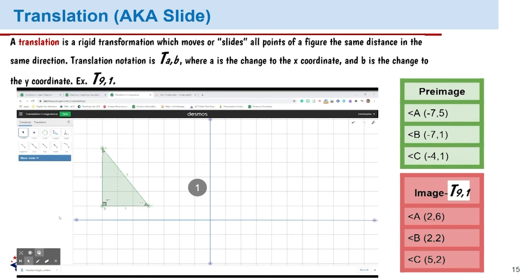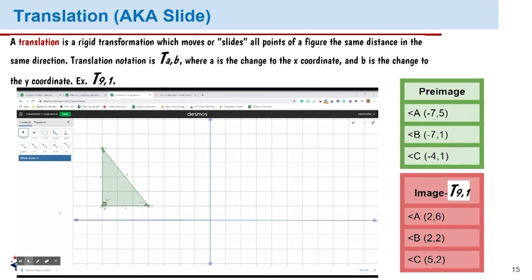So my example here is a translation of a positive 9, meaning add 9 to my x coordinates, and a positive 1, meaning add 1 to my y coordinates. So let's watch a brief tutorial to see what happens when we translate our triangle a positive 9, positive 1.